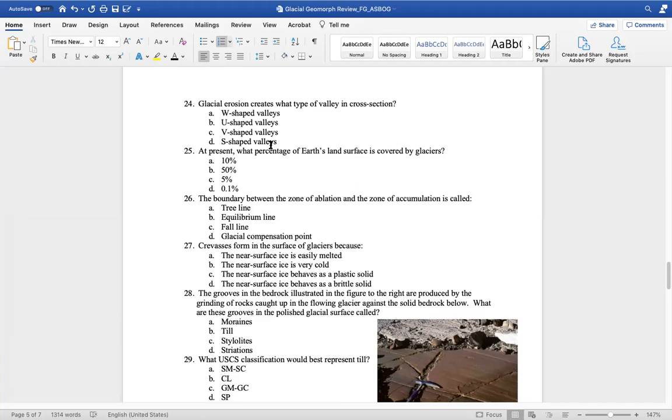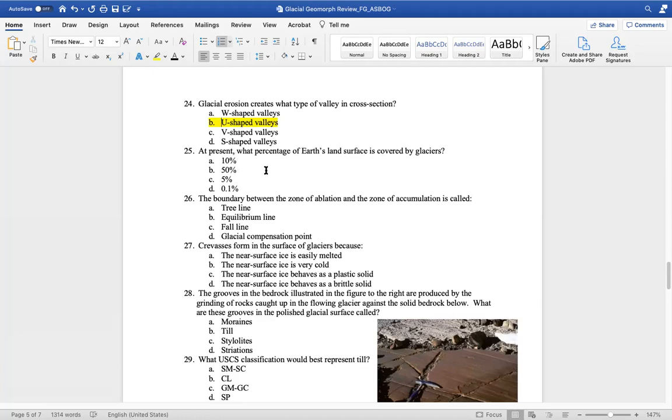But it forms U-shaped valleys, or things like fjords, or glacial valleys. Those are, let's say, glacial troughs. All of those terms are synonymous. So, U-shaped valleys. At present, what percentage of Earth's land surface is covered by glaciers?